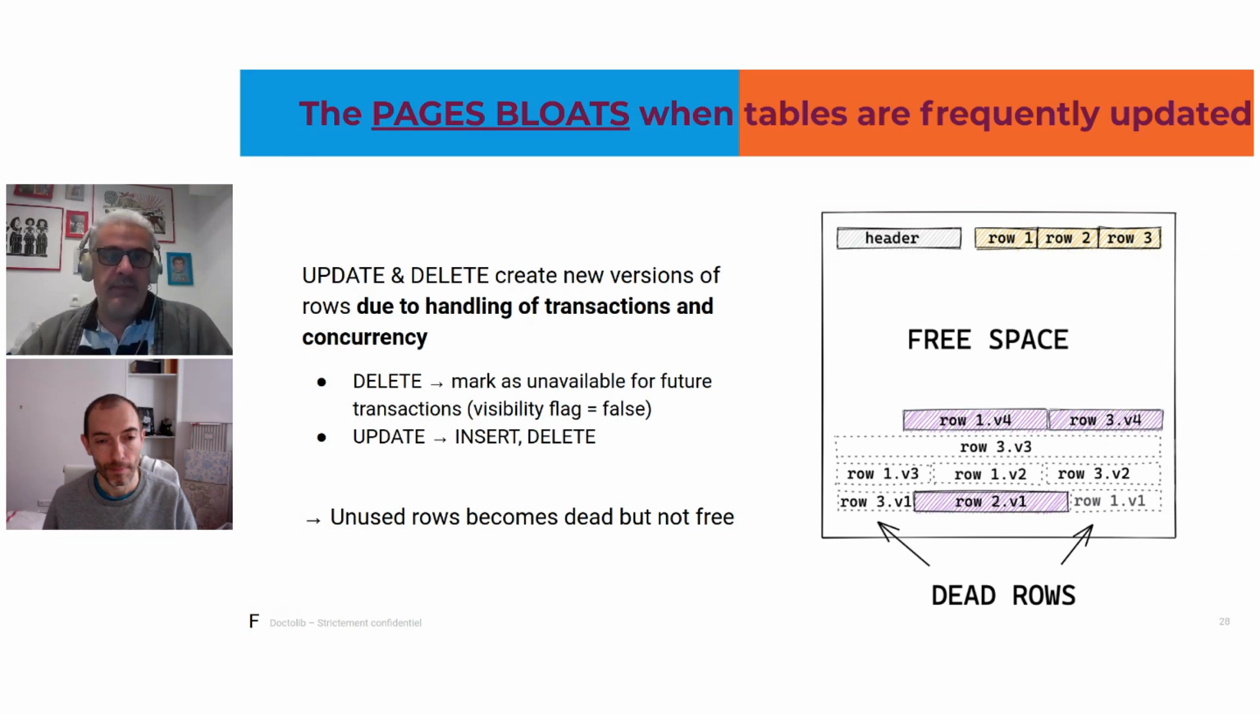And when we do an update, and this is the worst, because we can make several updates on the same row, actually, we won't modify the data in place. We will create a new version of the row. So it's like a new insert. And the old version of the row is deleted or marked as deleted. So if I make 10 updates in the same row, I have 10 new versions of the row inside the table.